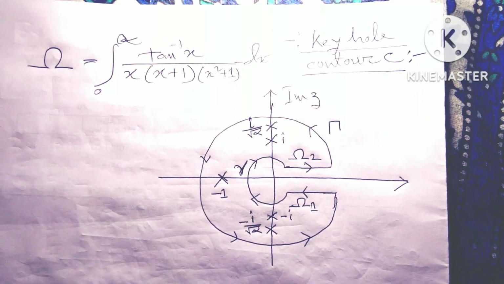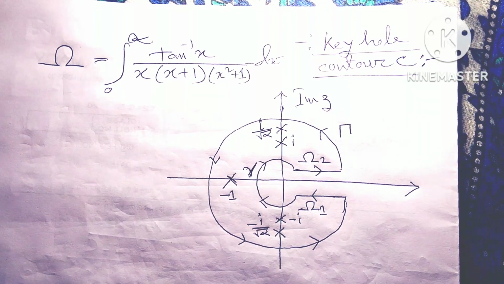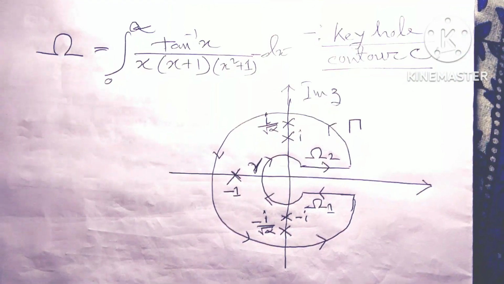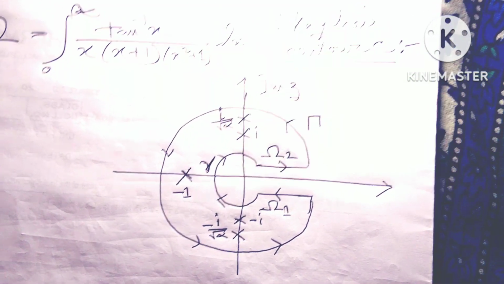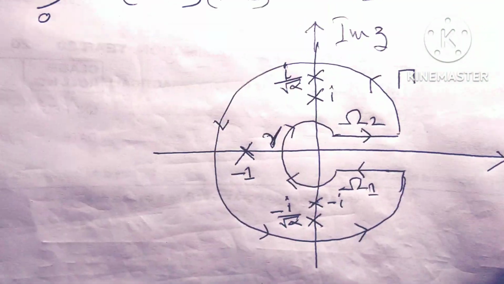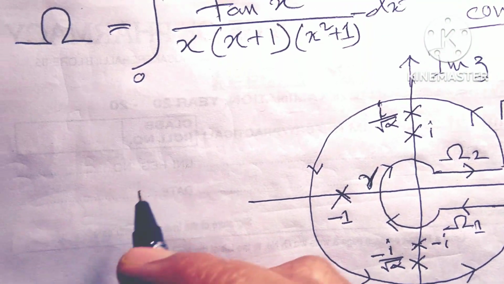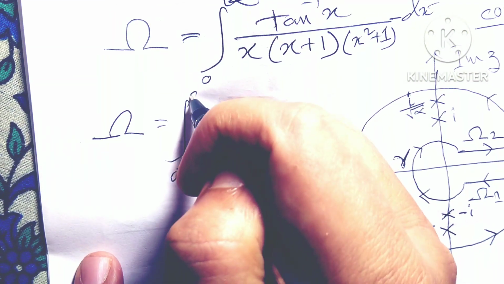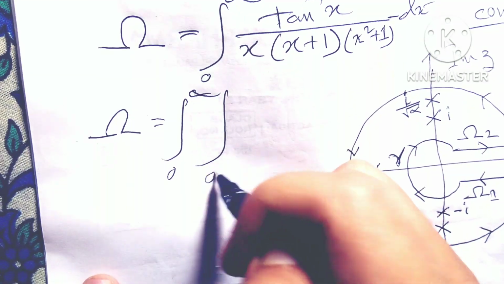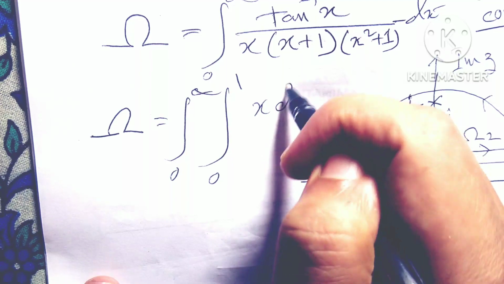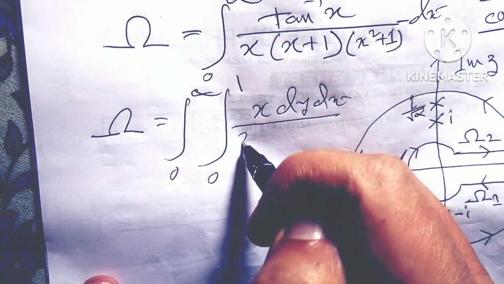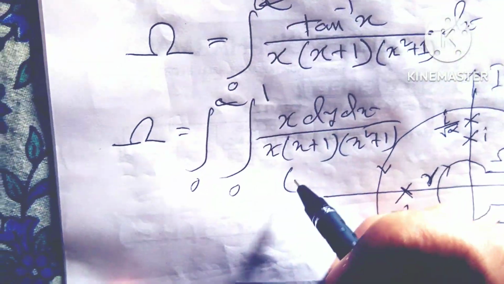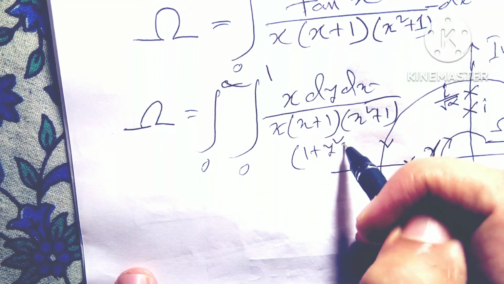Today's discussion is the branch cut method, keyhole contour C. The integral omega is 0 to infinity of tan inverse x divided by (x plus 1)(x square plus 1) dx. So friends, I can write this as omega equals 0 to infinity and 0 to 1 of x dy dx divided by x into (x plus 1)(x square plus 1) into (1 plus y square x square).